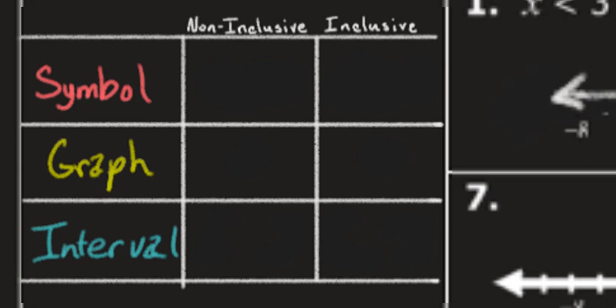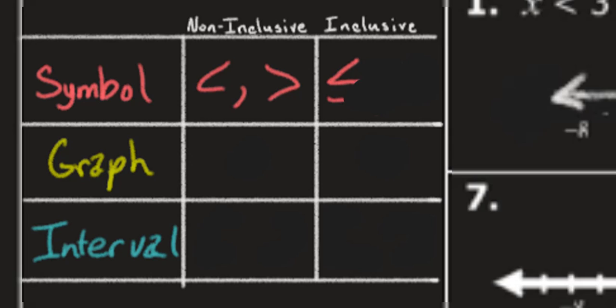Let's talk about non-inclusive and inclusive. For symbols, non-inclusive, which means the solution is not included, would be your less than or greater than, and your inclusive symbols would be less than or equal to and greater than or equal to. Non-inclusive graph, use an open circle. Inclusive graph, use a closed circle.